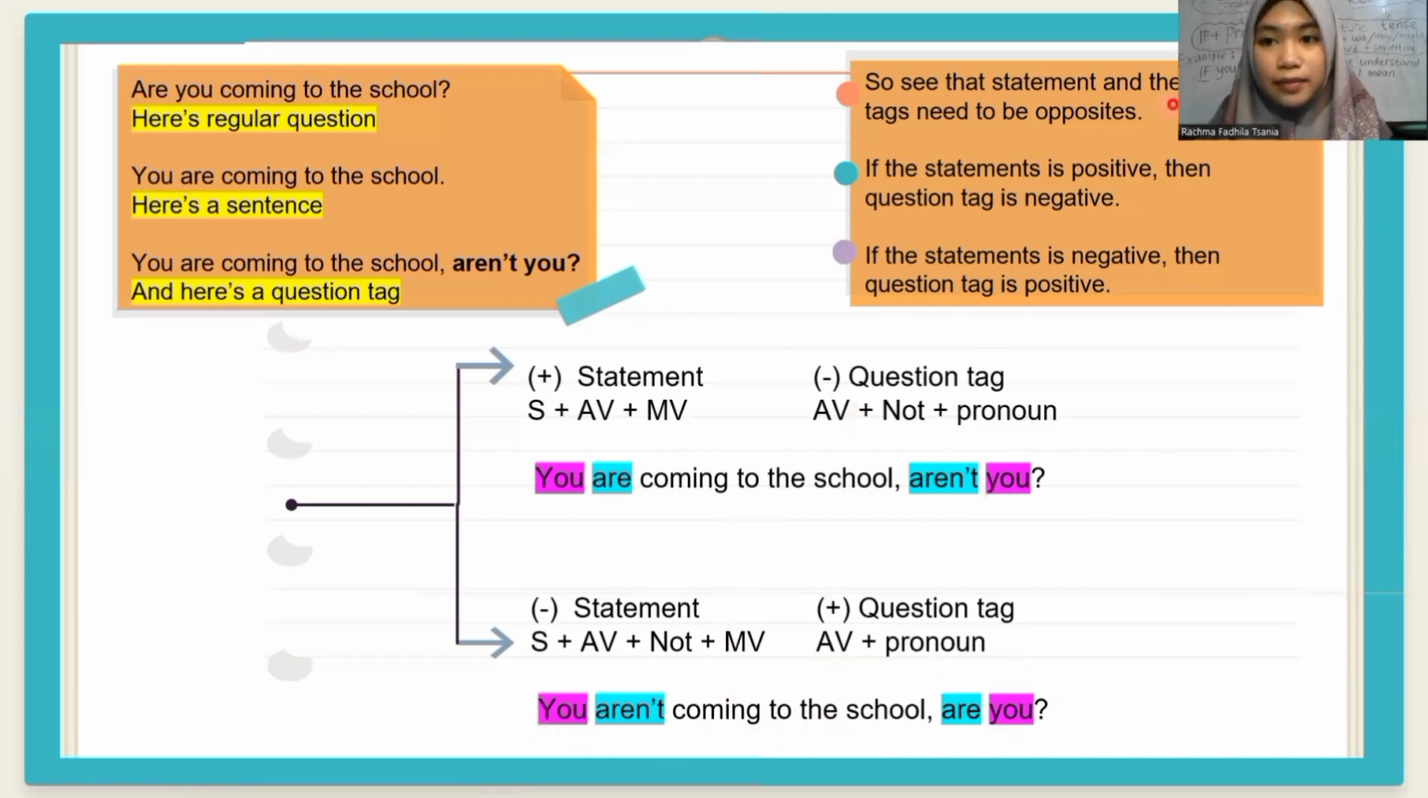So see that the statement and the question tag need to be opposite. If the statement is positive, then the question tag is negative. If the statement is negative, then the question tag is positive. So pay attention to the statement. You need to know if it's positive or negative in order to make your question tag correctly.